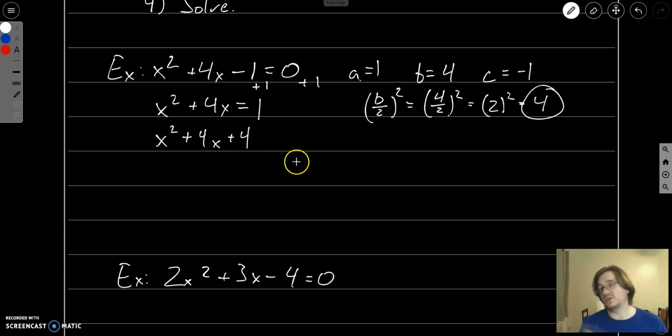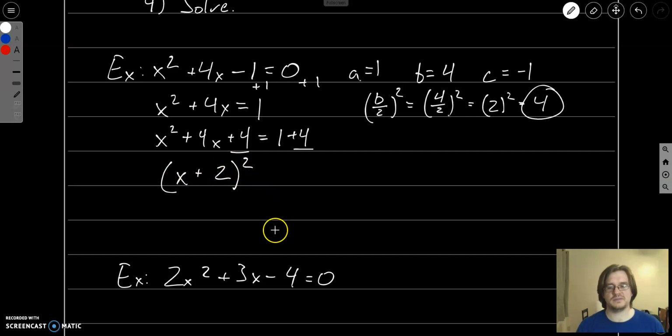However, whatever I do to one side of the equation, I've got to do to the other. Okay? So I just add that b over 2 squared to both sides of the equation. The reason that we're doing this is because now this left-hand side is a perfect square and factors really nicely. And in fact, this is always going to be x plus b over 2, and b over 2 is just 2 squared. Again, that's just x plus b divided by 2. The right-hand side, I will simplify to 5.